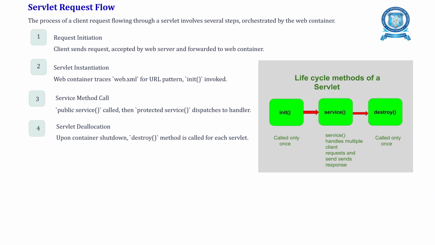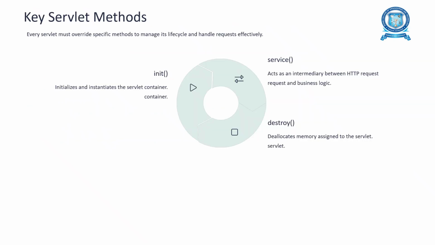The lifecycle methods of the servlet are three methods: the init method, the service method, and the destroy method. The init and destroy methods are called only once. The service method handles multiple client requests and sends responses immediately to the client. So we have three types of methods in servlet: init, service, and destroy.